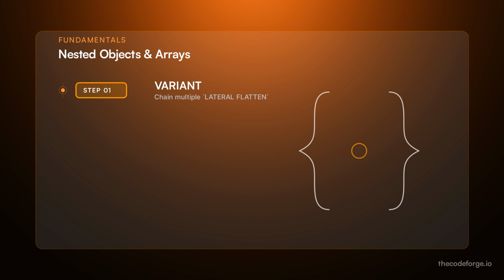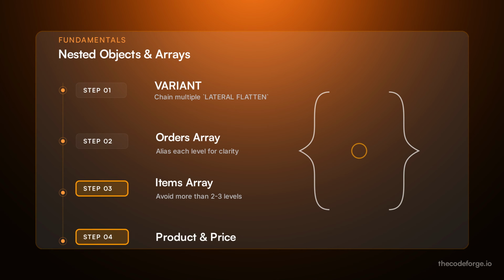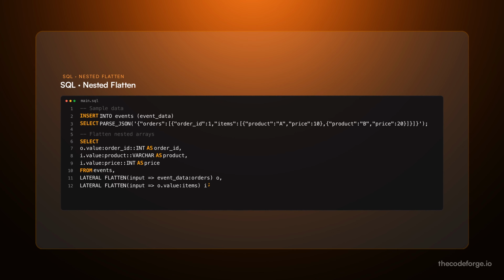Real-world data often has deeply nested structures in a variant column. Chain multiple LATERAL FLATTEN calls into the orders array, then items array, alias each level, limit to 2-3, then reach a final level like product and price. The example uses PARSE_JSON for sample data and LATERAL FLATTEN to unnest the orders array, then their items. Aliases keep the query readable.